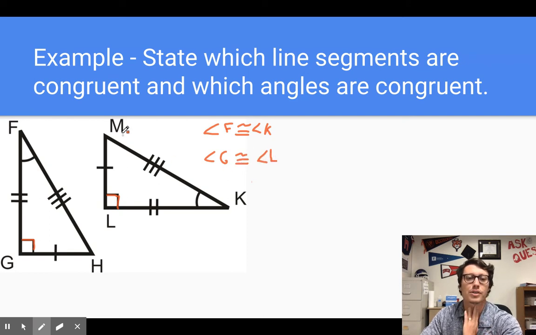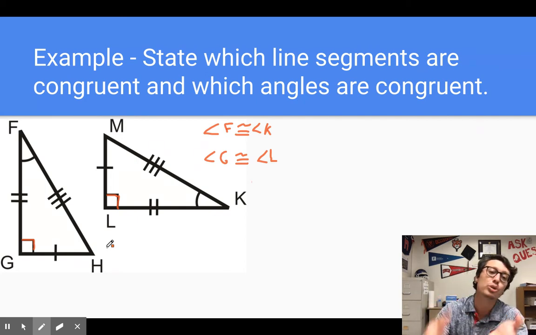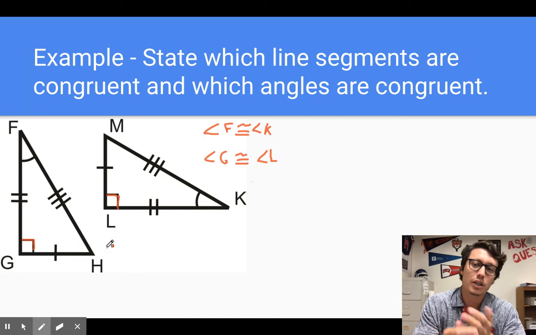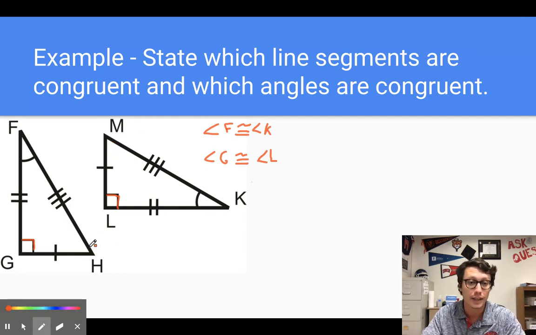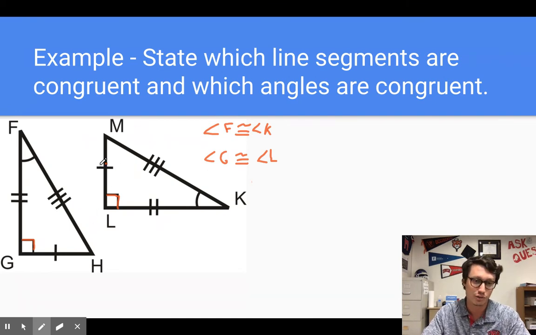Okay, notice angle M and angle H do not have congruency lines, right? We will learn further on in this chapter that we would be able to prove that those would end up being congruent to each other. But right now, since we don't see any congruency lines there, we cannot assume that those are congruent until we learn how to prove that. So right now, I'm not going to write down that angle H and angle M are congruent, even though they look like they are, because we haven't learned any ways of proving that those are true.